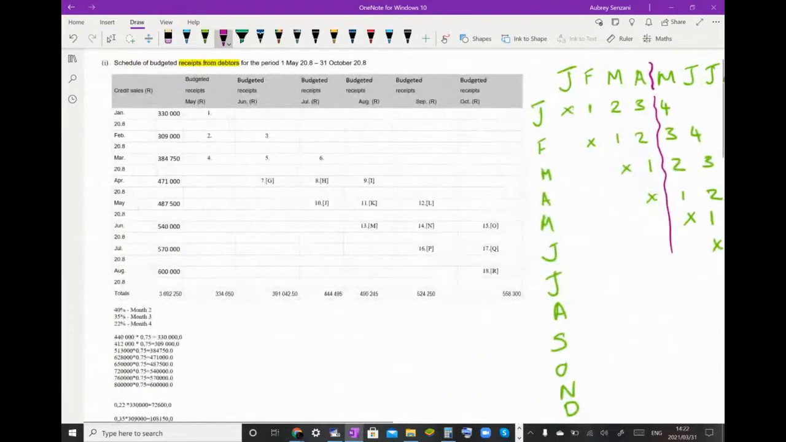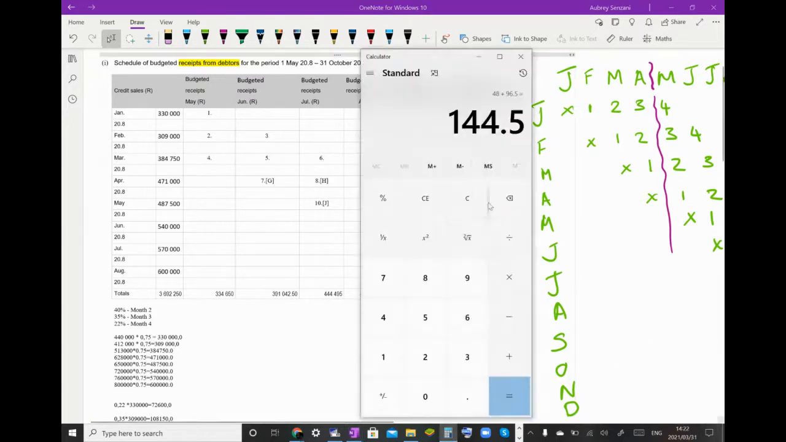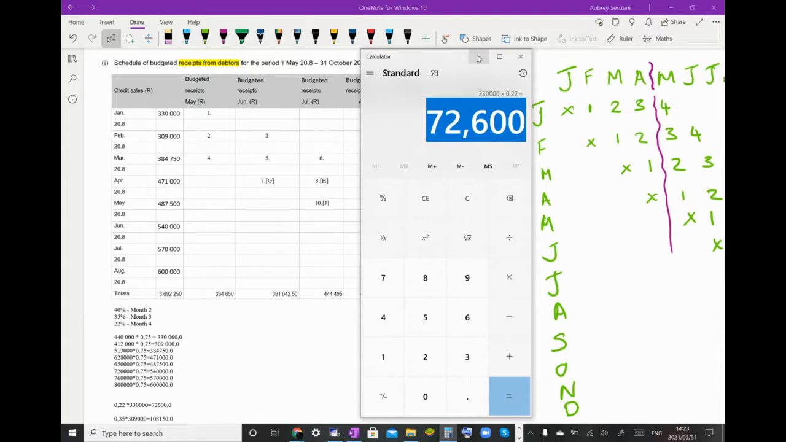So when it comes to January, we know that the fourth installment is going to fall into May. So we know the amount is 330,000. 1, 2, 3. And we know that for the fourth month, we're calculating 22%. You can see there where my cursor is. So we say times 0.22. What do we get? We get 72,000. Okay, I'm just going to copy and paste that.